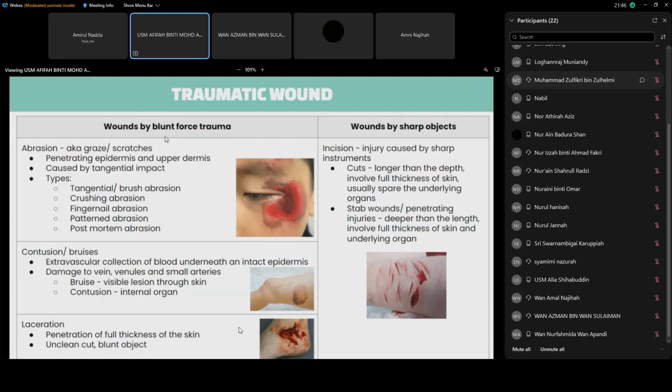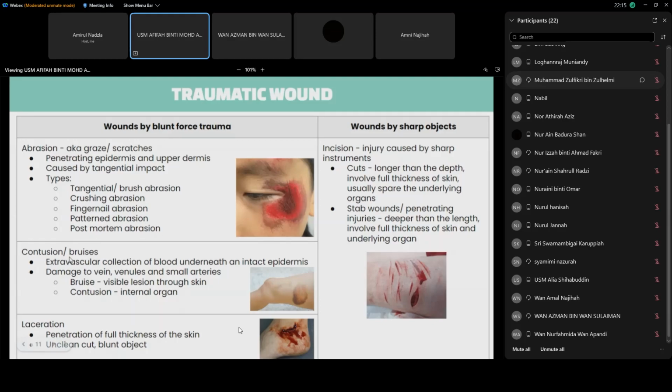wounds that are caused by blunt force trauma or wounds that are caused by sharp objects. So the wounds that are caused by blunt force trauma include abrasion wound, which can be called a scratch, which penetrates the epidermis layer, and it's usually caused by tangential impact. And abrasion wound has different types, which include brush abrasion, crushing, fingernail pattern, or postmortem abrasion.